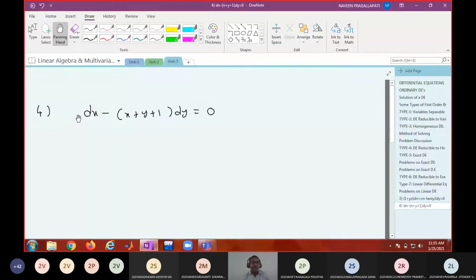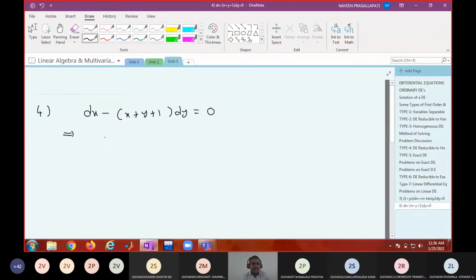Why? Because dou m by dou y is not equal to dou n by dou x. That is clear. You can see n is 1. M is minus x minus y minus 1. Dou m by dou y is minus 1, which is not equal to 0. It is not an exact differential equation. We have to go for the integrating factor. Before going for the integrating factor, just see if you can rewrite it as linear in y or x, because you can see the degrees are ones. That itself may be a hint.